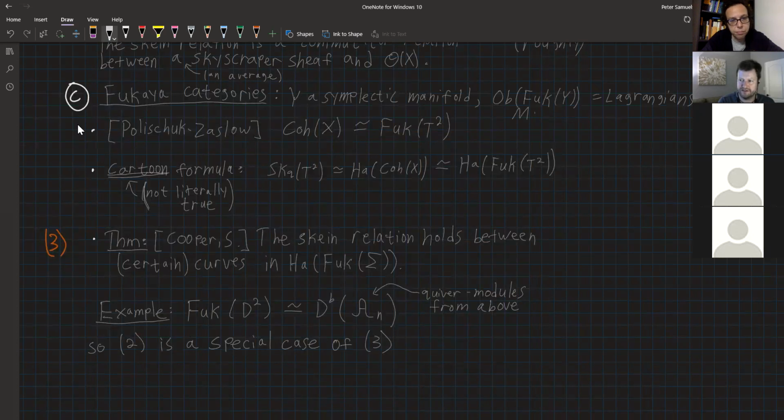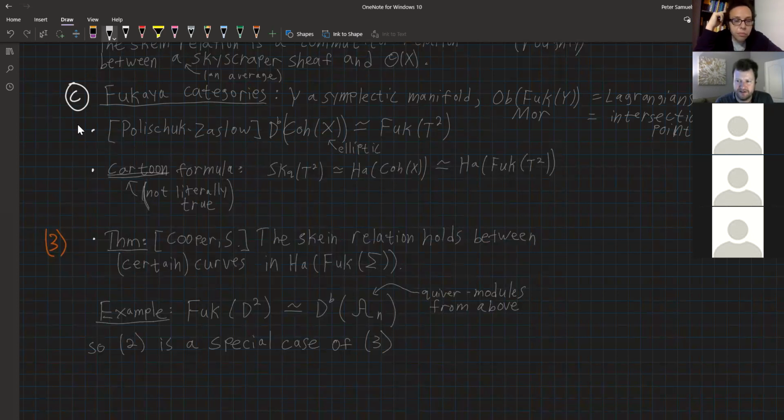And the morphisms roughly are intersection points. I won't really say anything precise about Fourier categories, so I won't actually try to give a definition. That would be another talk. But the point I want to make is that Hollerschuk and Zaslow showed that the Fourier category of the torus is equivalent to the derived category of coherent sheaves over an elliptic curve. So X is an elliptic curve over C.